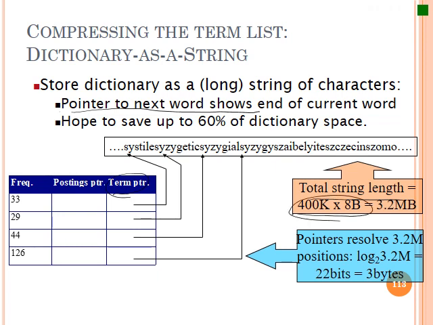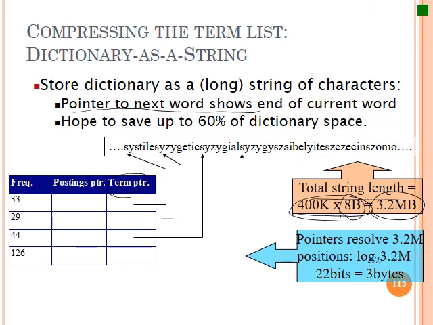Okay, suppose that the average length of English words is 8 bytes, right? So you would take 3.2 megabytes to store this long string, because we have altogether 400k unique terms. So in total it is this.